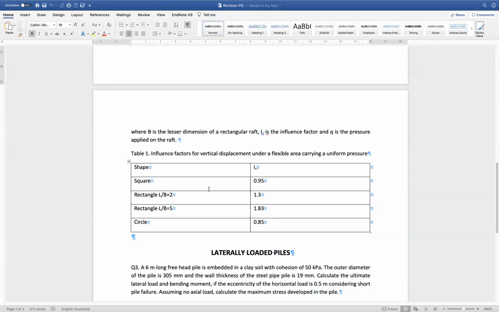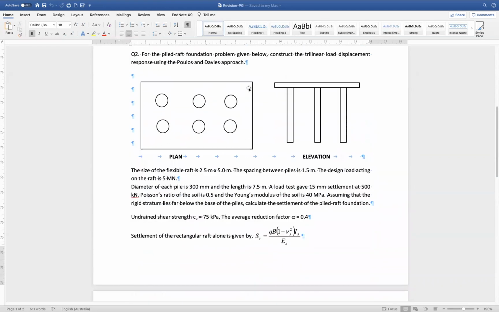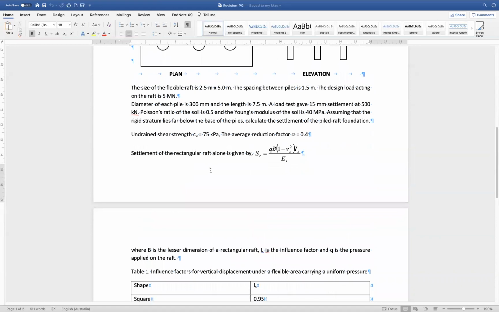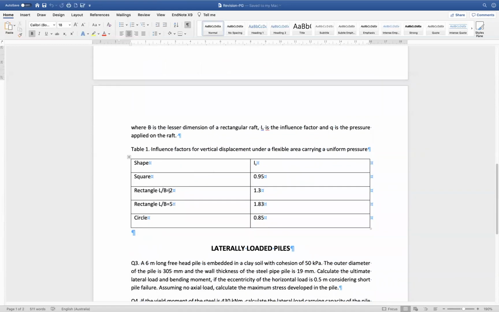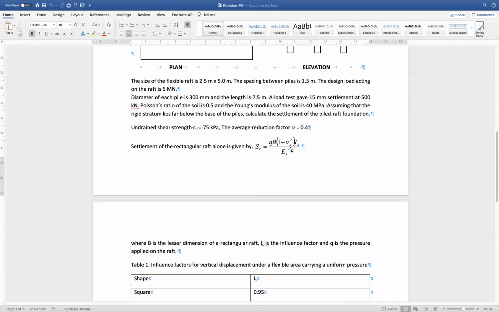So for example, in our case here, we have a rectangle, with a length to width ratio equivalent to 2, because the length is 5 meter and the width is 2.5 meter. If we divide 5 by 2.5 meter, we have the ratio of length to width as 2, and that will give us the influence factor as 1.3. We have the Young's modulus of the soil as 40 megapascal. So if we apply all these values here, we can obtain the value of the rectangular settlement.